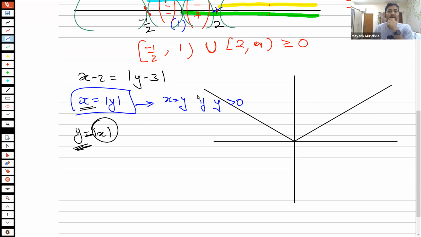So x equals y if y is positive. So this is my positive y. Whenever y is positive, the line is x equals y. So it would look like this.